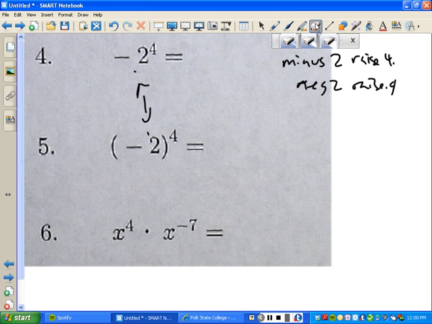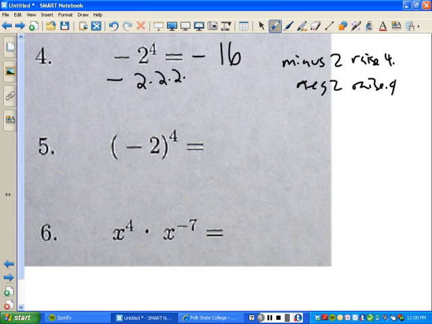The parentheses make this one a negative sign. This one is just a minus 2. It makes a difference because this is negative 16. This is minus 2 times 2 times 2 times 2. Is that negative 16 or 34? 34. Why would it be 34? I was thinking you were thinking 32. 32 is, you did 5.